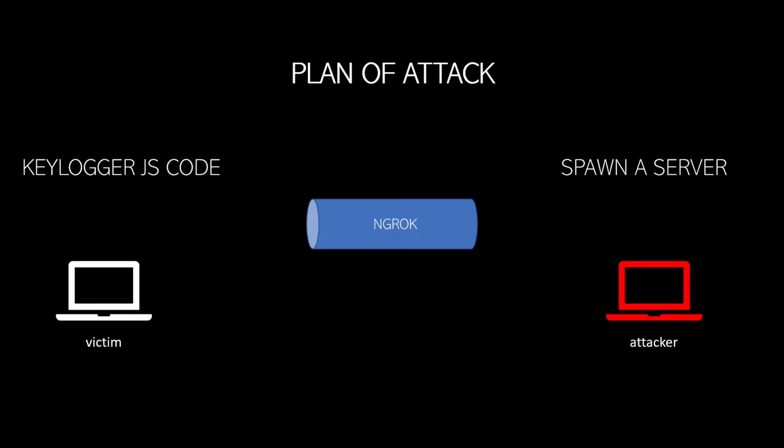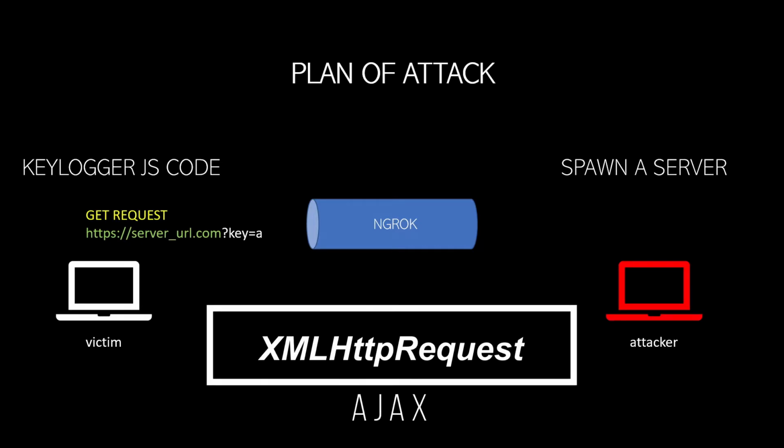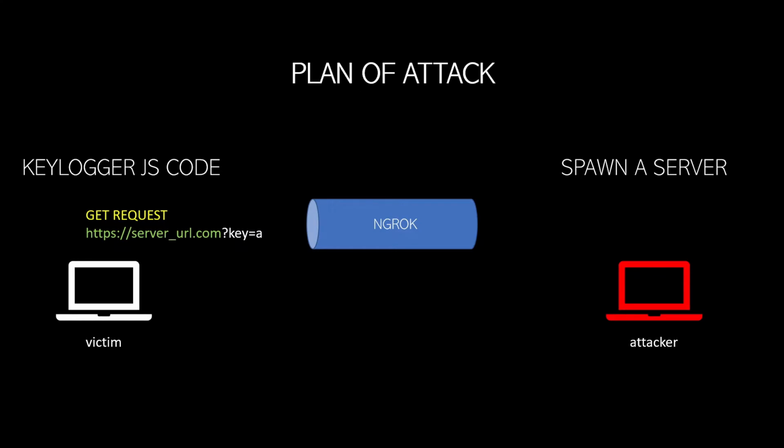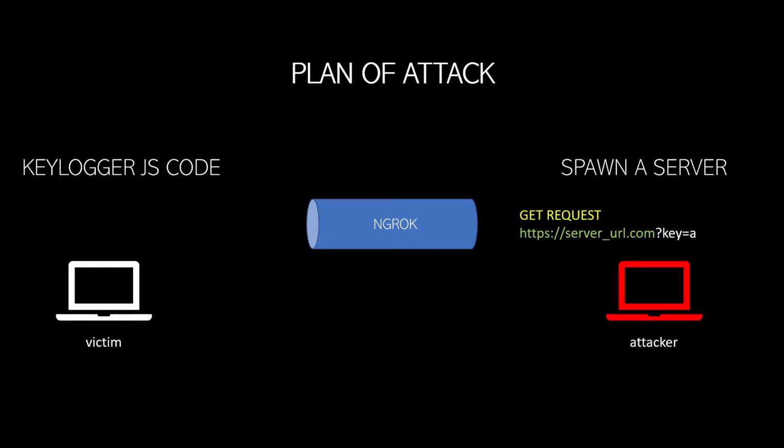It's pretty simple. Whenever the victim types something in his browser, automatically a GET request is created using XML HTTP request or AJAX, and here the parameter key will contain the character that the user or the victim has pressed. In this case, when the victim pressed key A, automatically a GET request has been created which contains the parameter key whose value is A. And this particular request is sent via the ngrok tunnel to the server side, where the server analyzes the key parameter, extracts the key, and then saves it inside keystrokes.txt file.